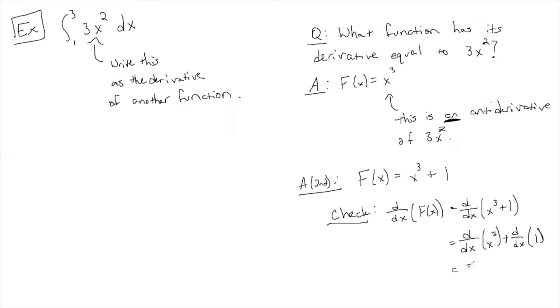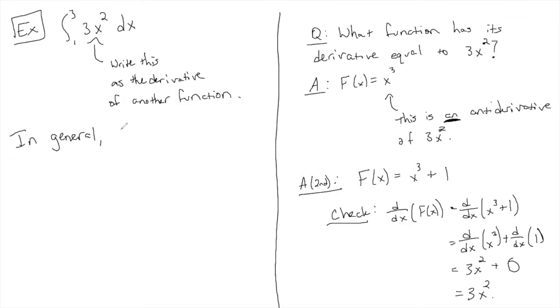So I get 3x squared, just as I planned, plus 0, right? Because the derivative of a constant is 0. So this is 3x squared. So in general, let me put this over on the side.